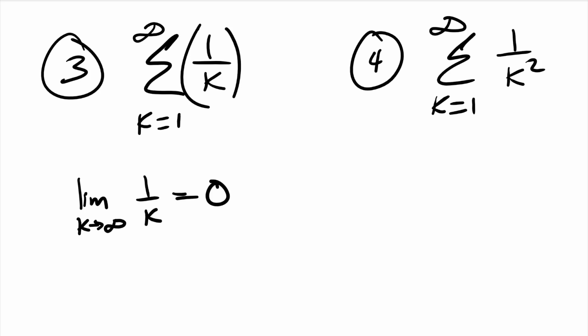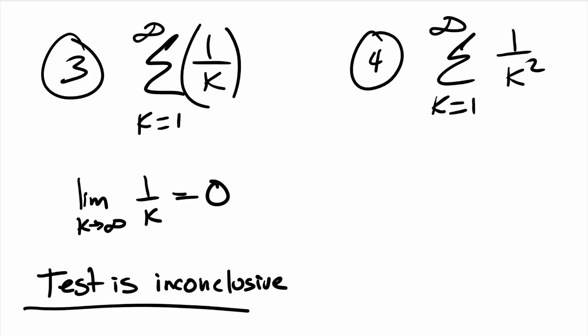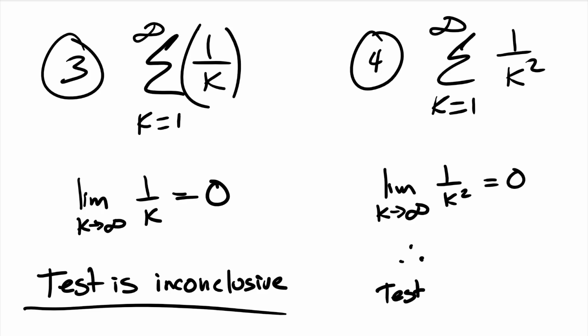Oh, okay, so we should say it converges, right? No. The test is inconclusive. It tells us nothing. And then we go to our next one and do the same thing. I wonder what's going to happen here. You should already know the answer. That's 0. Therefore, the test is inconclusive.